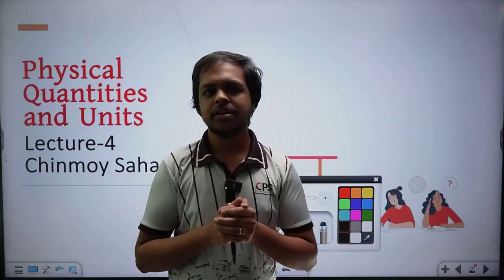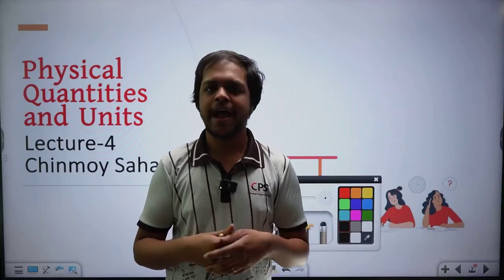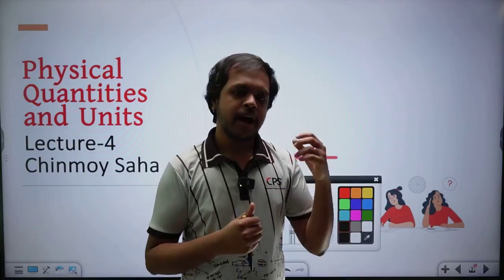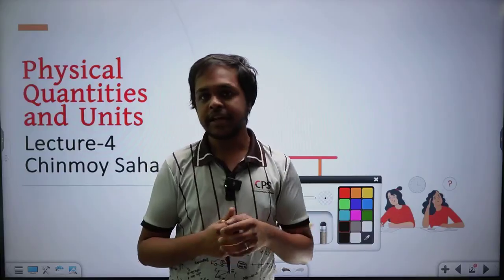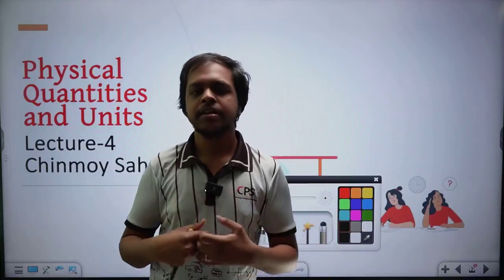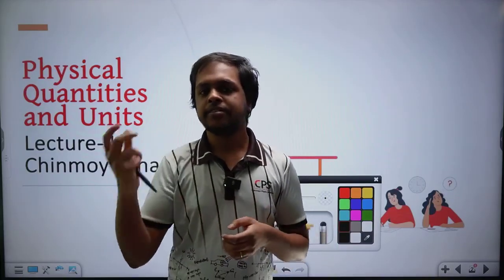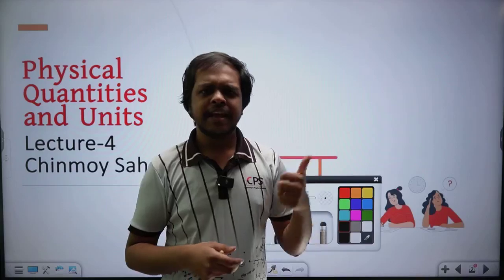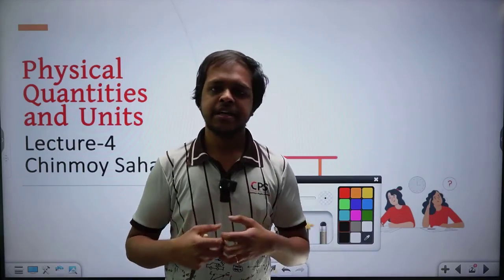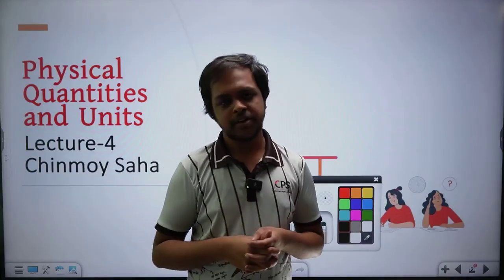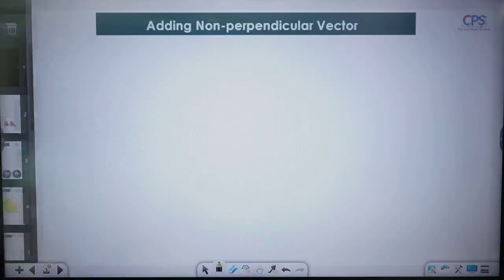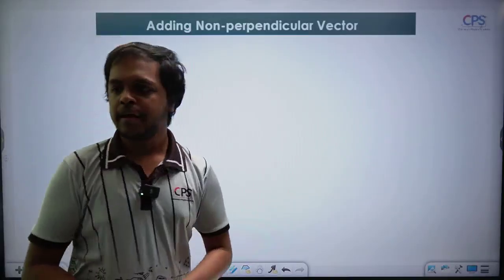So in today's lecture, we'll further understand how to add vectors when they are not perpendicular. In the second lecture, we covered how to add vectors when they are perpendicular, parallel or anti-parallel, but there are some questions in which the vectors are not perpendicular to each other. In the second lecture, we did an exercise on that. In this lecture, we'll dive more into this aspect. Okay, so without further ado, let's start. Our lecture is about adding non-perpendicular vectors.